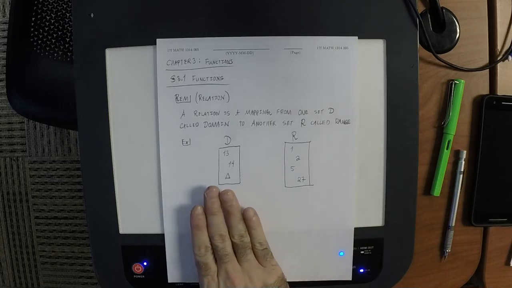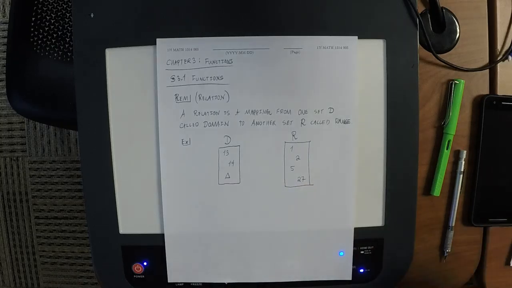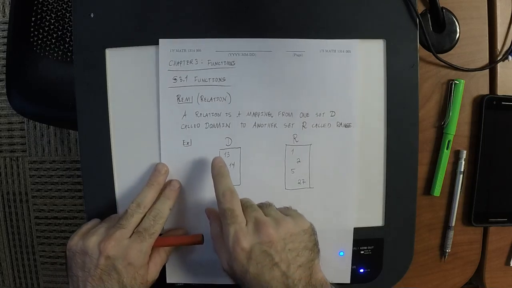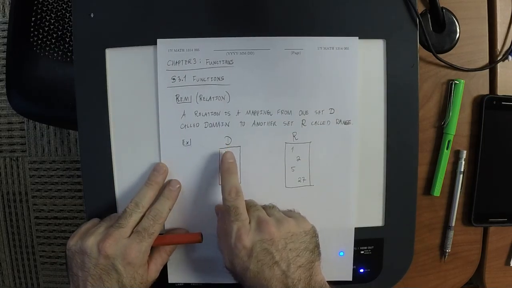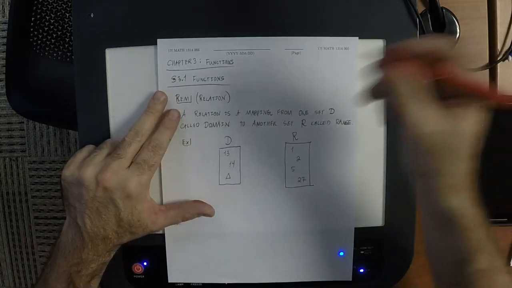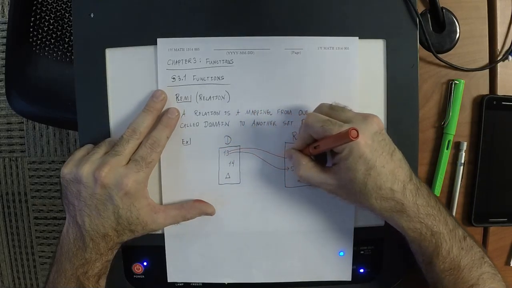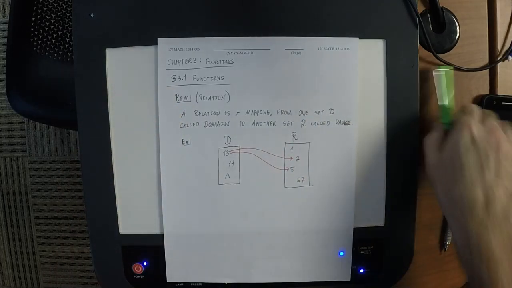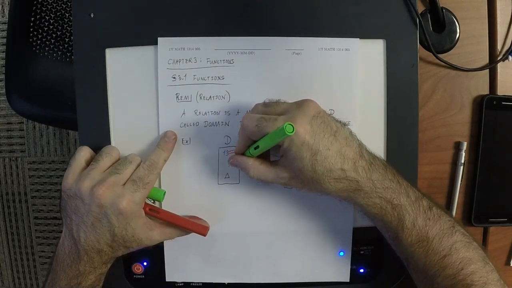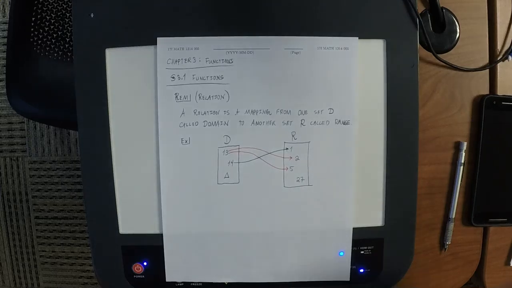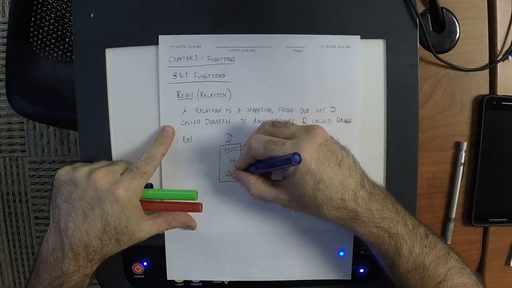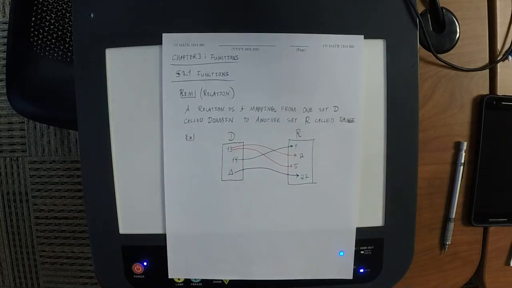So this is the set that we're calling the domain, this is the set that we're calling the range, and the relation is essentially a mapping from elements in the domain to elements in the range, and we'll symbolize it with arrows. So 13 is related to 5, and maybe also 13 is related to 2. Perhaps 14 is only related to 1, and triangle surely is related to 27. Okay. So this is an example of a relation, and I could ask, what is 13 related to? 2 and 5. Okay, good.